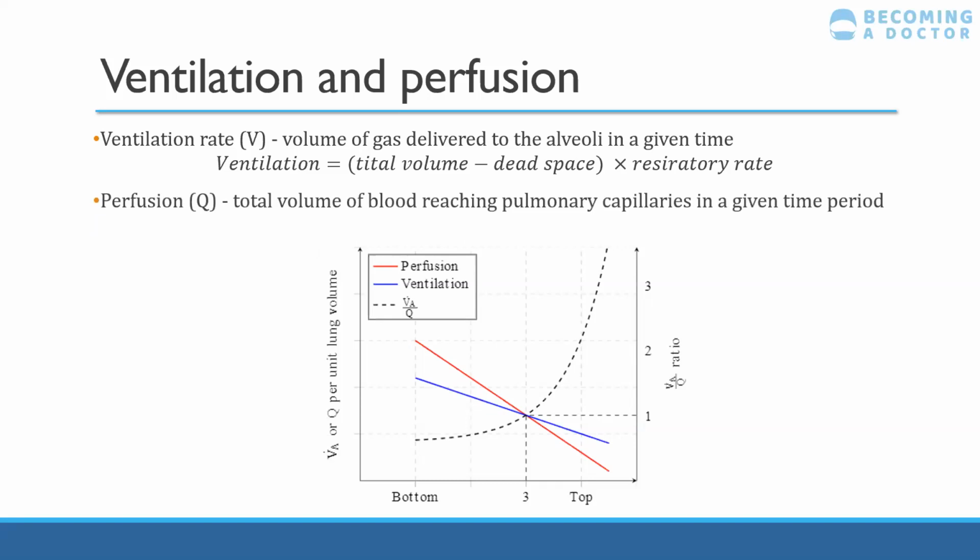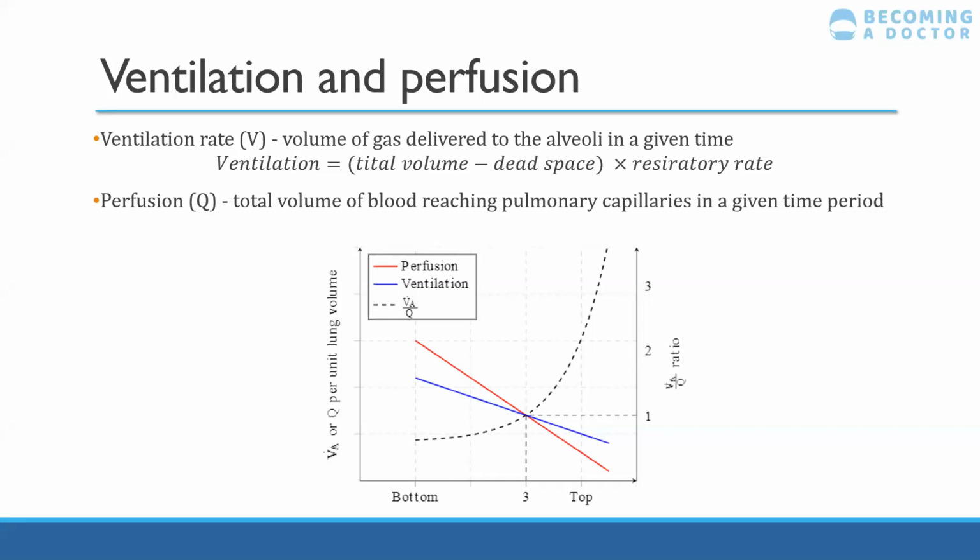And perfusion is the total volume of blood reaching the pulmonary capillaries in a given time period. So together you can make a VQ ratio, which is the volume of gas delivered to the alveoli over the total volume of blood reaching the pulmonary capillaries. So a low VQ ratio would mean that there would be more blood flow in the capillaries than there would be ventilation in the alveoli. And a high ratio would mean that there is less blood flow than there is ventilation.